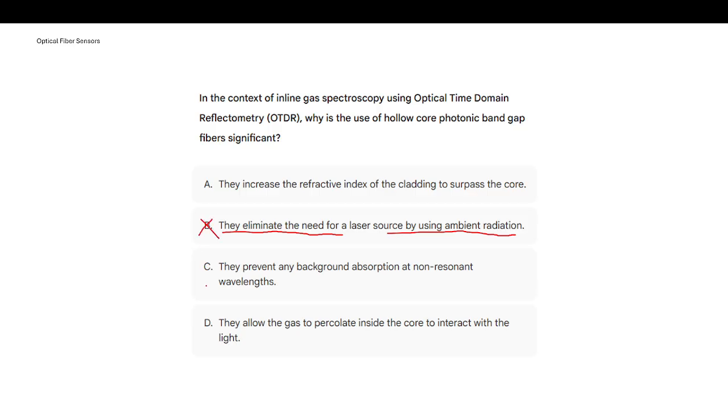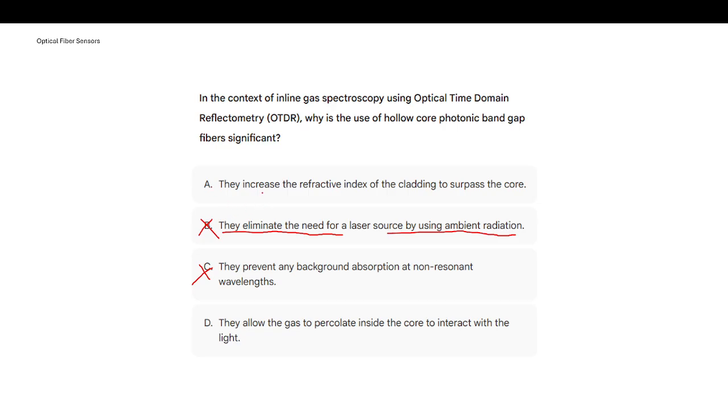Option C, they prevent any background absorption at non-resonant wavelength. So it is also not correct. Any background absorption at non-resonant wavelength, how is it possible? It can also absorb with a non-resonant wavelength.